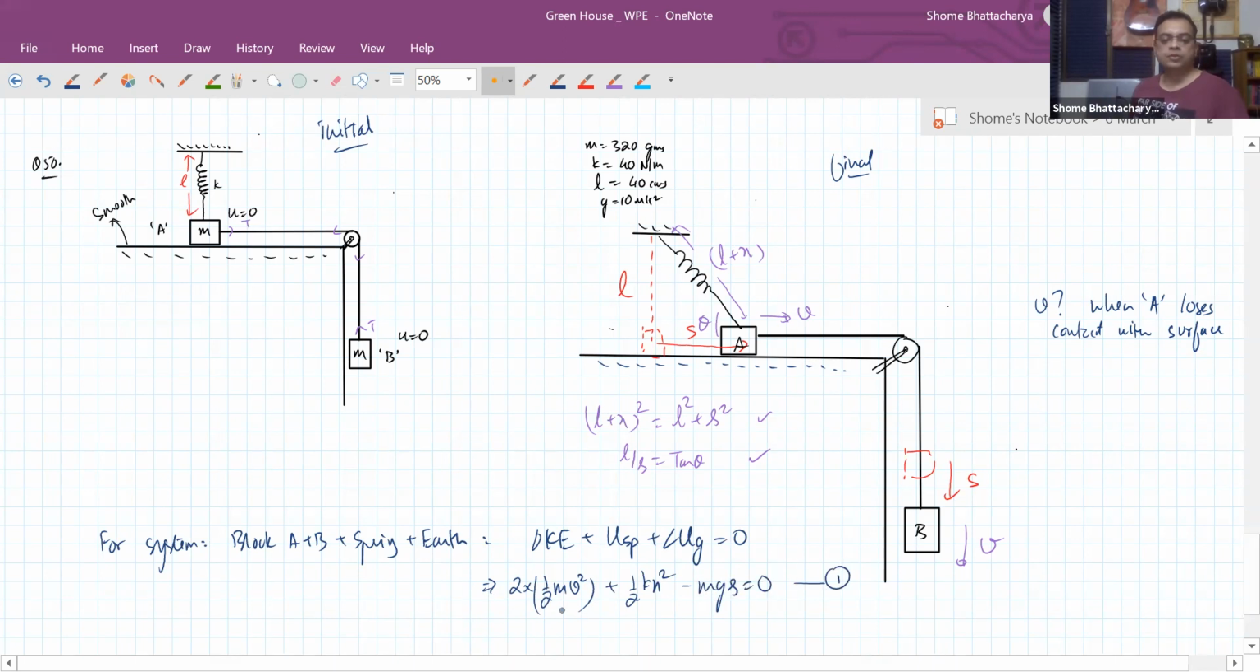Okay. Now remember, we have to solve for v, so we have to eliminate x and s, both the things over here. And the second thing we'll apply is for the block A to lose contact with the ground, the normal reaction on it must be 0.